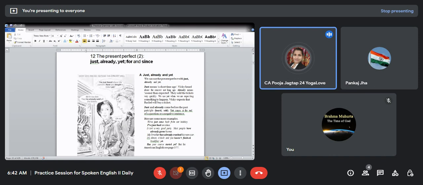Here are some more examples. We have just come back from our holiday. I have just had an idea. It isn't a very good party. Most people have already gone home. My brother has already crashed his new car. It's 11 o'clock. You haven't finished breakfast yet. Has your course started yet? But for American English, see page 377.